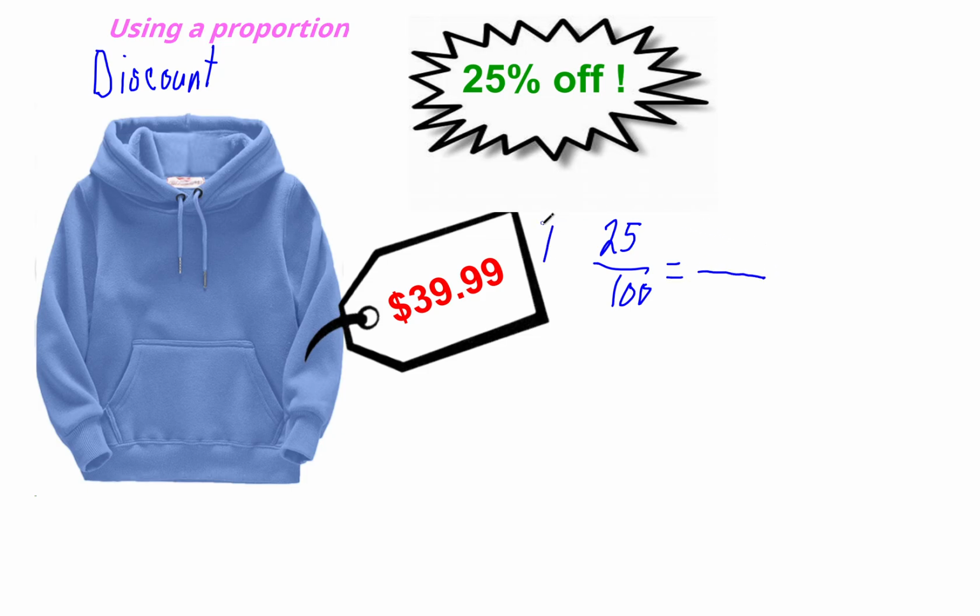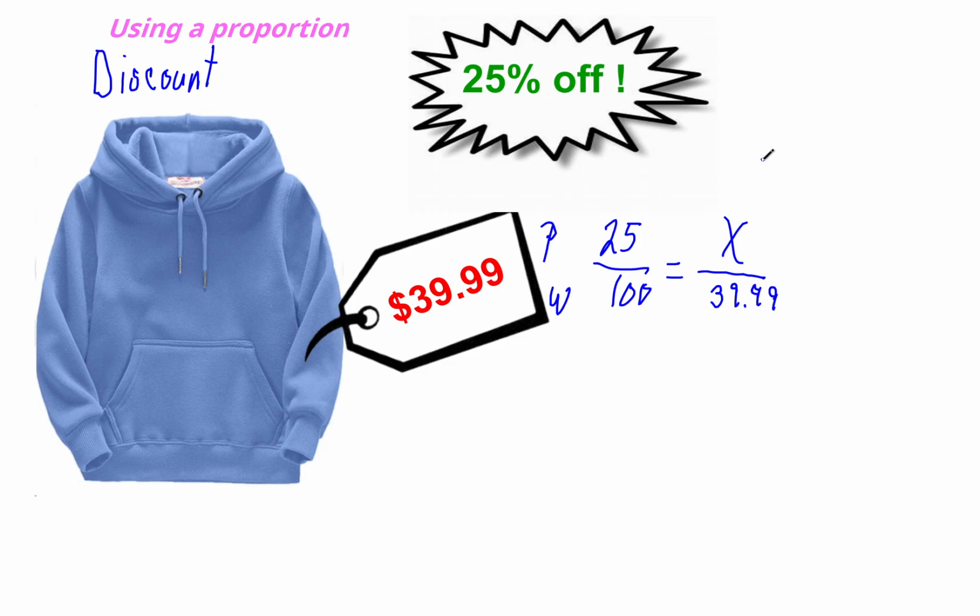We talked about the top being part of the number and the bottom being the whole number. So for example, we're talking about 25 cents out of a dollar, part of a whole. Well, the $39.99 is the whole price for that beautiful hoodie. $39.99. So there's our proportion. This is what we want to find out. When we find this out, it tells us what the 25% off is.